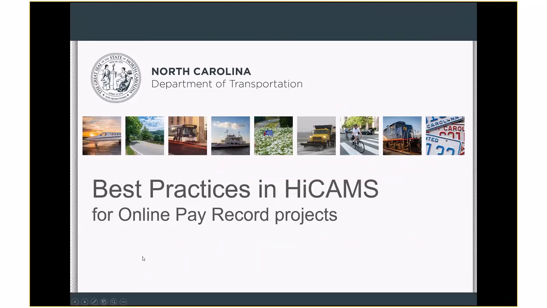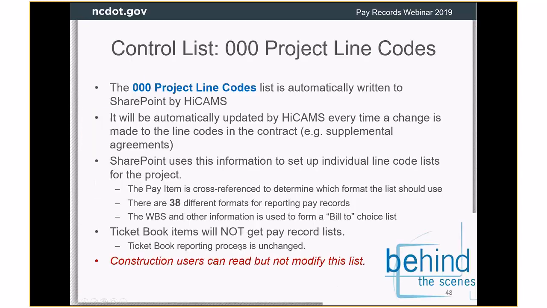Okay, best practices. I need to tell you a little bit about how this is working, and how it differs a little bit from HiCAMS, so that I can tell you about some things to help yourself here. So we have a control list called project line codes, and HiCAMS writes your contract information to it, and it's going to be automatically updated by HiCAMS every time a change is made to the line code. So like if you add more line codes by a supplemental agreement, they will be added into this list, and we will use that information in those line code lists.